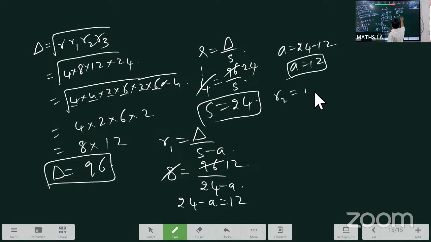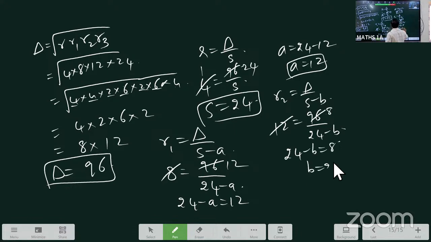R2 is nothing but delta by s minus b. What is R2? It's given as 12. Delta is 96, s is 24 minus b. 12 ones are 12, 12 eights are 96. So 24 minus b equal to 8. B equal to 24 minus 8. B is nothing but 16.